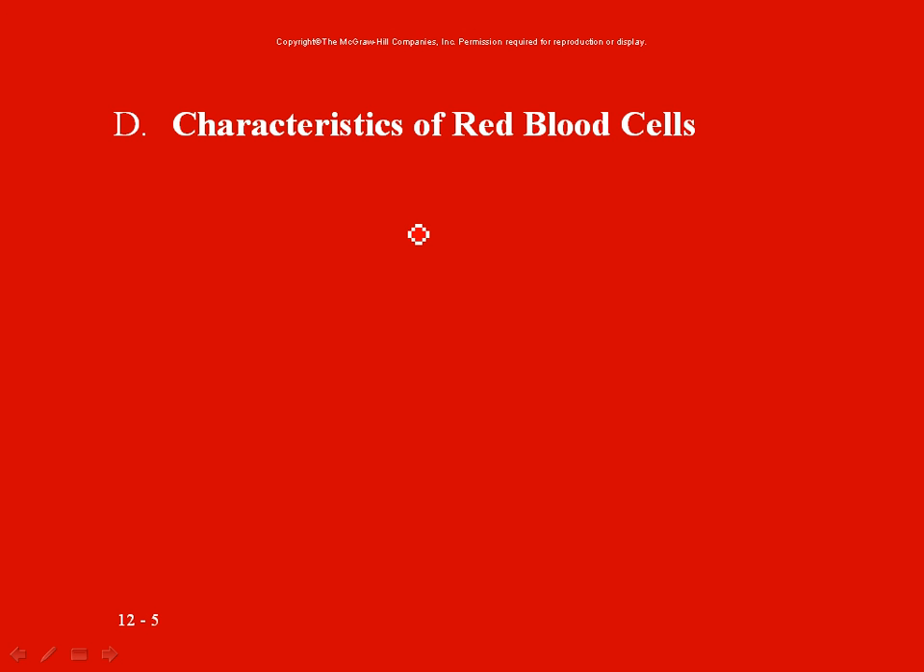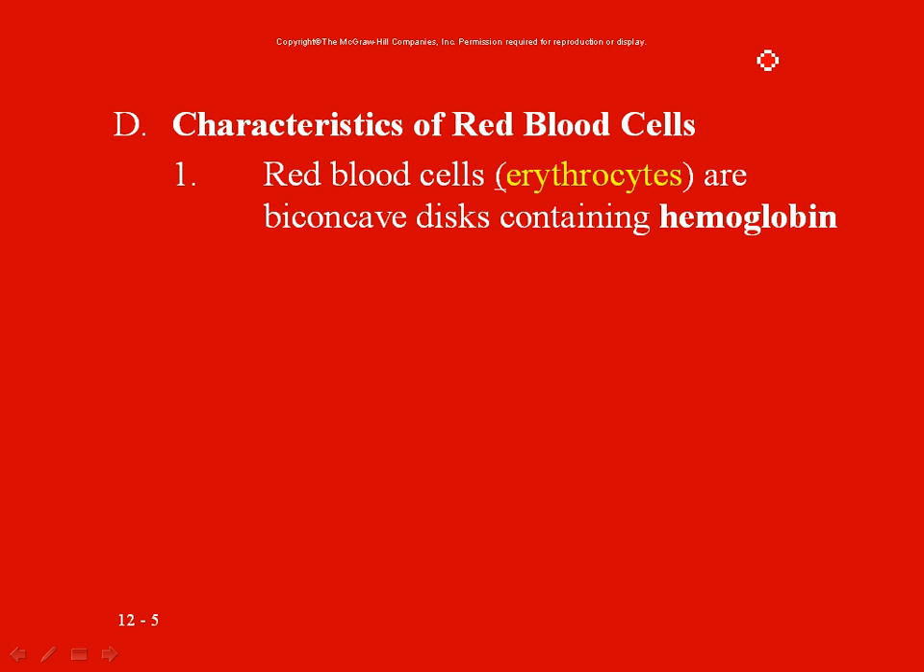Alright, so we're going to talk about our different cellular components first, and then we'll get into the plasma, and then we'll finish up talking about hemostasis and how we keep and maintain blood. Alright, so red blood cells, we said they're called erythrocytes. You do need to know the official name as well, of course.